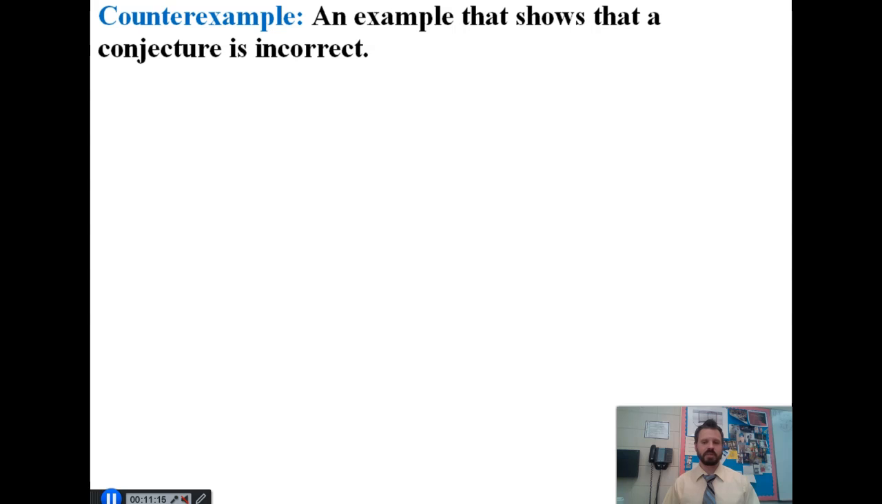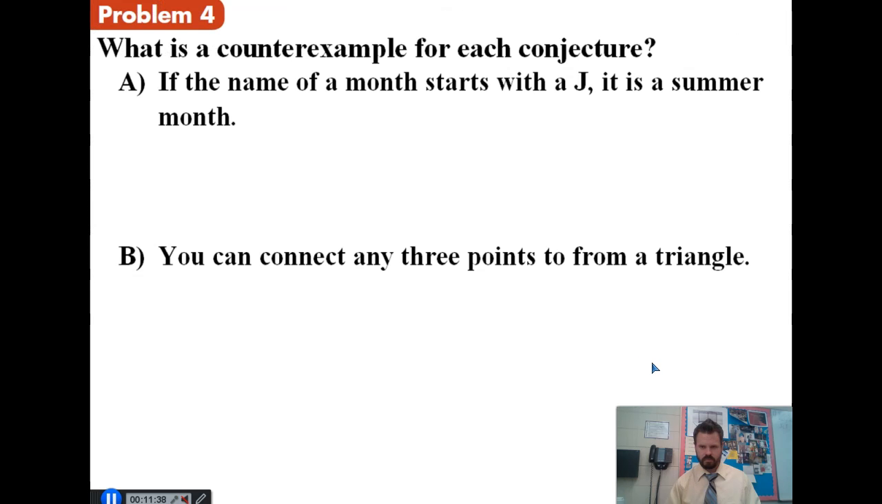All right, the last thing we're going to talk about is the idea of a counterexample. Now, a counterexample is an example that shows that a conjecture is incorrect. So if we want to determine whether or not the results we're getting, the conjectures we're making, are right or not, one thing we can do is see if we can find a counterexample of that conjecture to prove it's incorrect. All right, so problem 4 says, what is a counterexample for each conjecture?